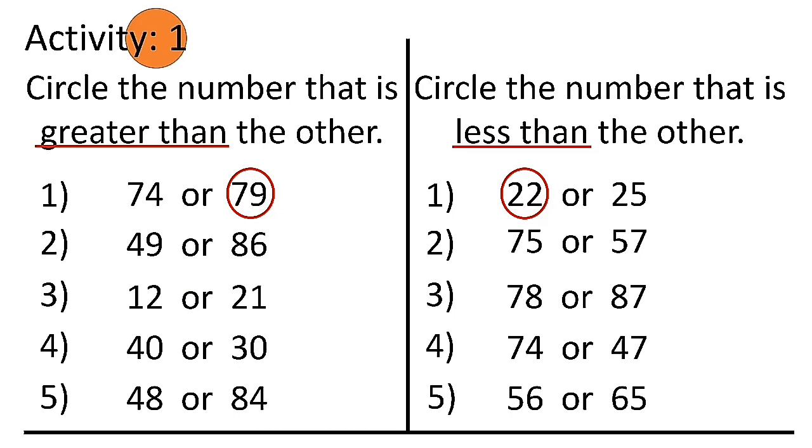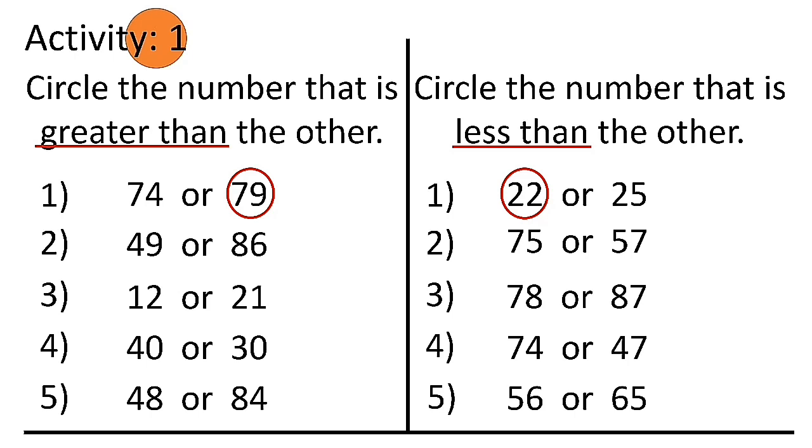Here, activity 1. Circle the number that is greater than the other. Again, circle the number that is greater than the other. Okay, I will put an example here. Number 1, 74 or 79. So I put a circle on 79 since 79 is greater than 74. Okay, so you have to answer from 2 down to 5.